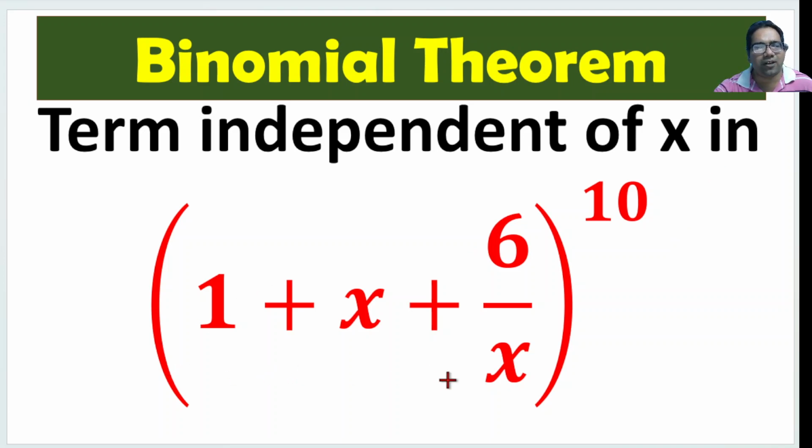If it is in the form (a + b)^n, we can easily expand it using our binomial theorem. But this is in the form (a + b + c)^10. Still, let us try to convert this into (a + b)^10 and use our binomial expansion, and let's see where it goes from there.